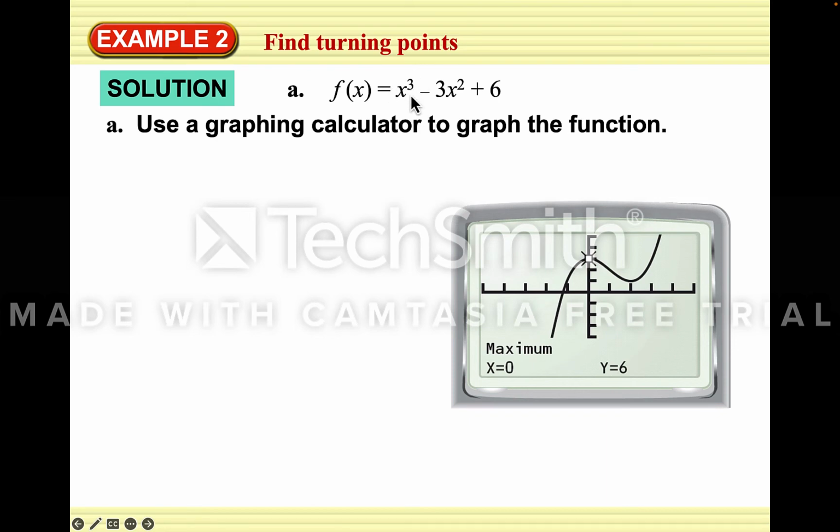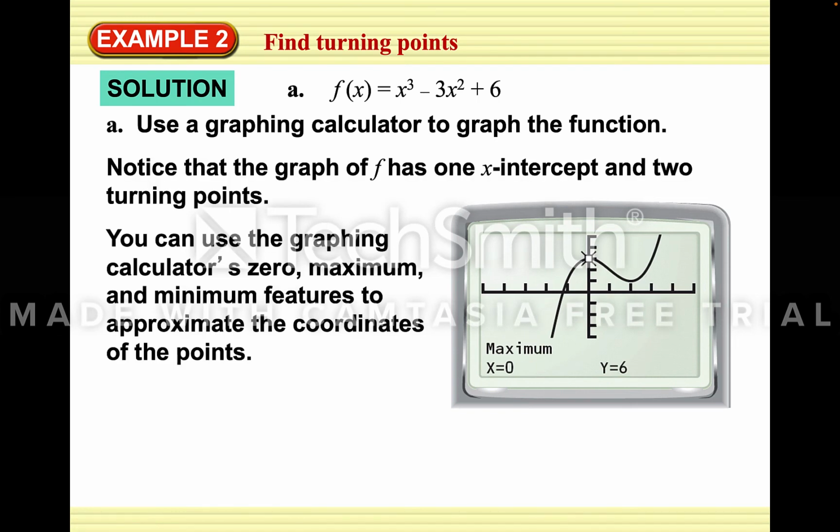So we're going to use a graphing calculator to graph this. Go ahead and enter x cubed minus 3x squared plus 6 into your graphing calculator. And you can see that we can find the maximums and minimums, and we'll go over that in class. You can also find your x-intercepts with the graphing calculator.